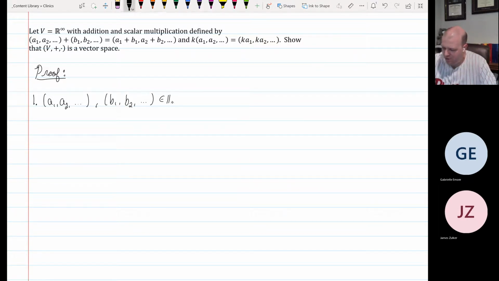I'm going to stop calling it R infinity. I'm just going to call it V because I'm too lazy to write infinity all the time. So these two vectors being in V means A1, A2, dot, dot, dot, B1, B2, dot, dot, dot. So every A and every B are real numbers.